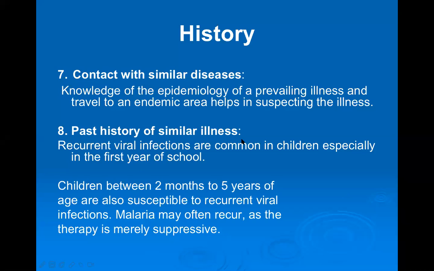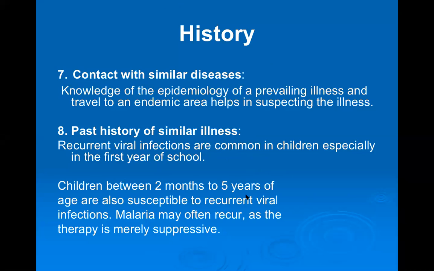Past history of similar illness. This is important one. This is just a heading of the history taking. We already discussed this. Recurrent viral infections are common in children, especially in the first year of school. There's no doubt about it, because their immunity is not that properly developed at that time. So viral infections are very commonly transmitted. That's why I just told you, ask about the similar illness in the daycare center, in the nursery, in the school.